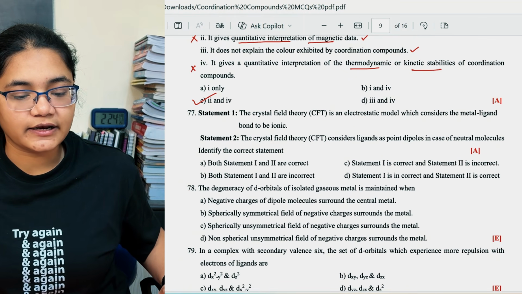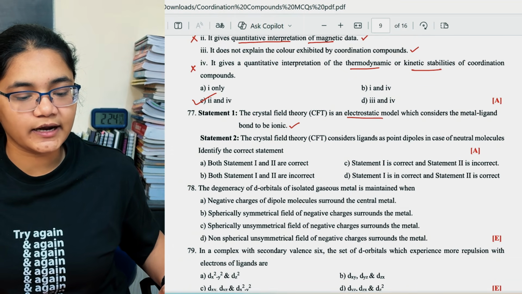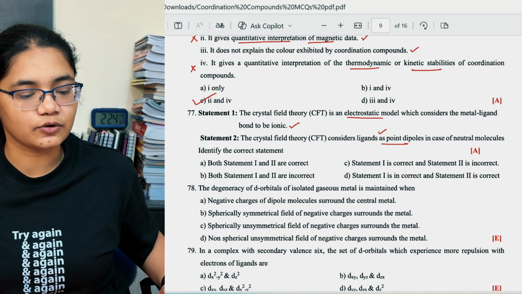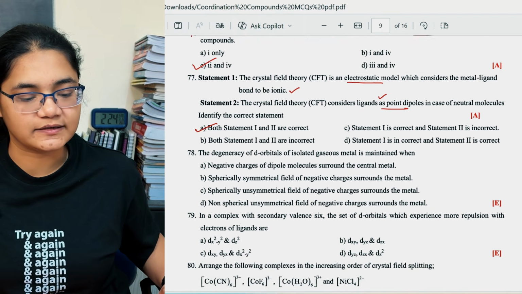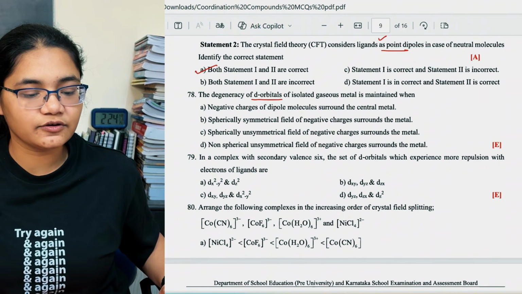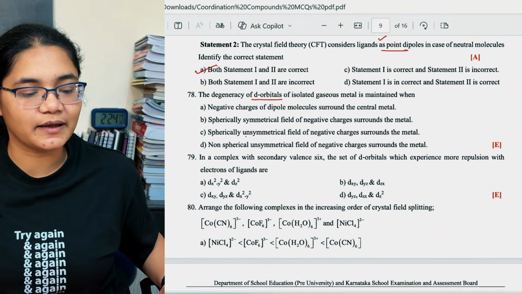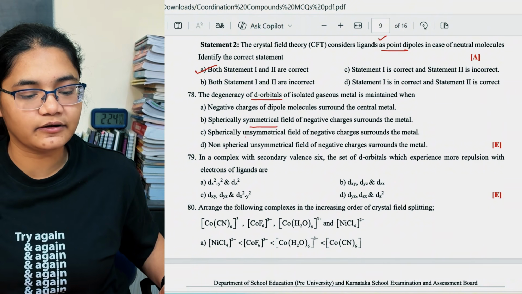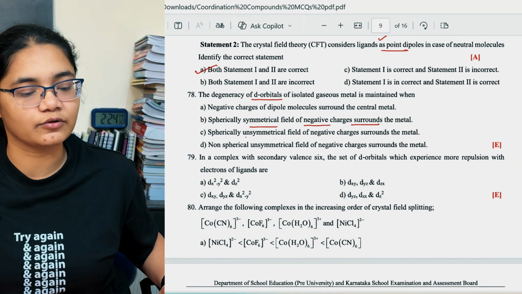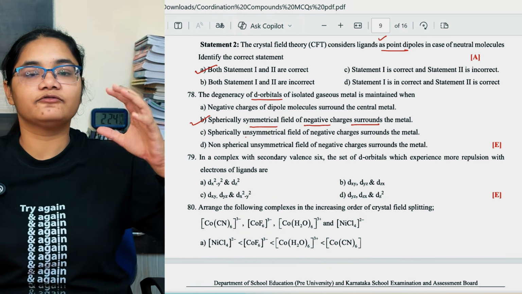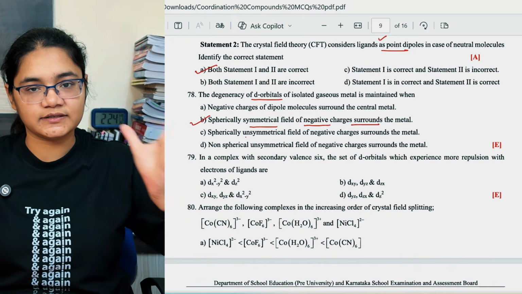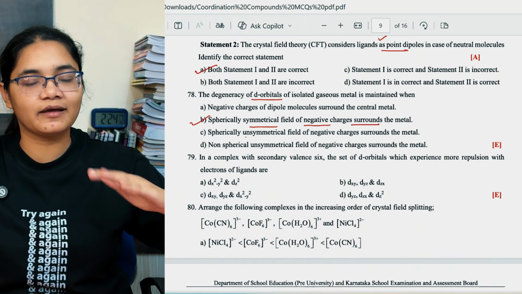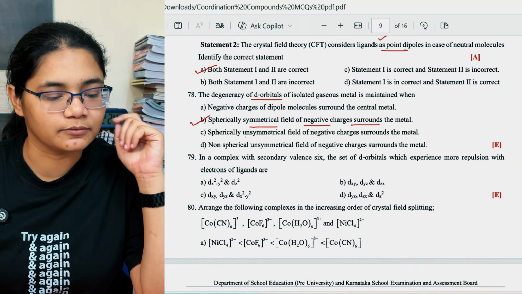Next, the crystal field theory is an electrostatic model. Yes, that is correct. And ligands act as dipoles. That is also correct. So option number A, both the statements are correct here. Next, the degeneracy of d orbitals is maintained when a spherically symmetrical field of negative charges surrounds the metal. Okay, if you have seen the diagram, first when spherically symmetrical negative charges come, the energy rises, but all of them have the same energy. So that is why option number B here.